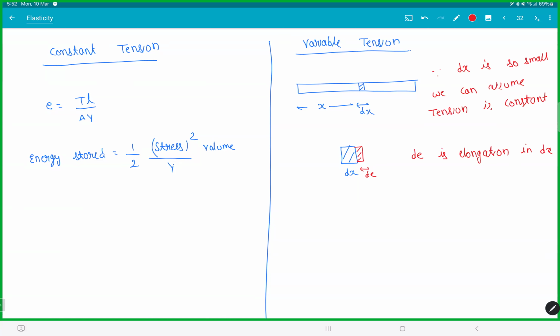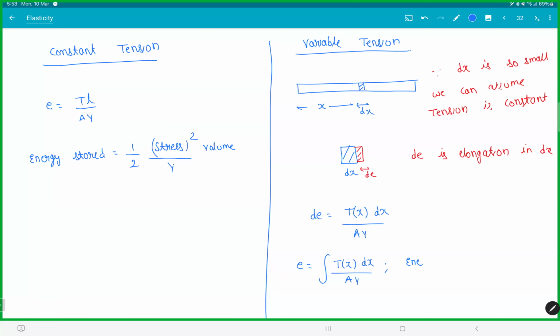Perfect. Look at the formula. We are going to use the same formula. In place of e it will become dE. Tension is tension as a function of x. In place of L we get dx. So basically this e is the elongation in length L, and here dE is the elongation in dx, by AY. Since you want the full elongation, integrate this. That's your formula. So we get elongation is the integral of tension as a function of x into dx by AY.